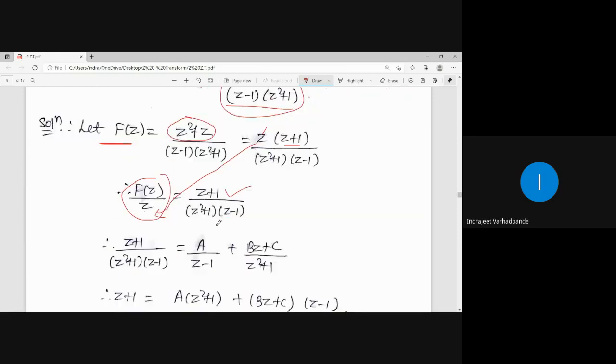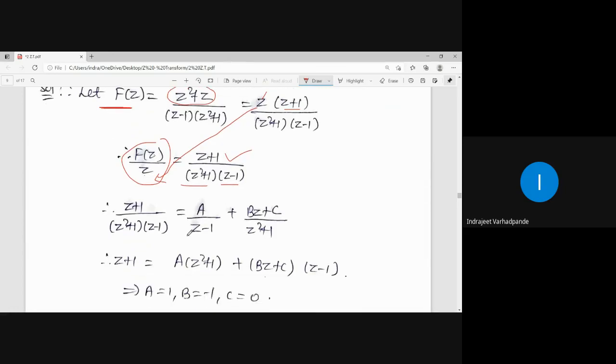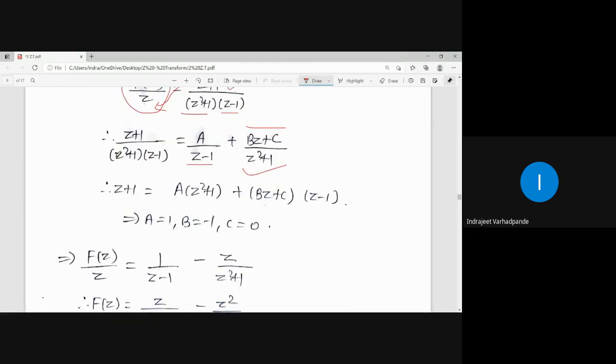Now we have seen that for the quadratic term and the linear term, we resolve it with partial fractions as A upon z minus 1 plus Bz plus C upon z square plus 1. So the numerator will be equal to the numerator after taking the LCM in the denominator, and terms will cancel. What will be the LCM over here? Z minus 1 into z square plus 1.